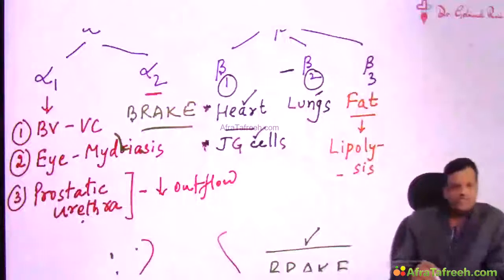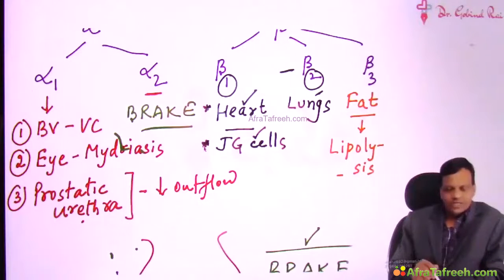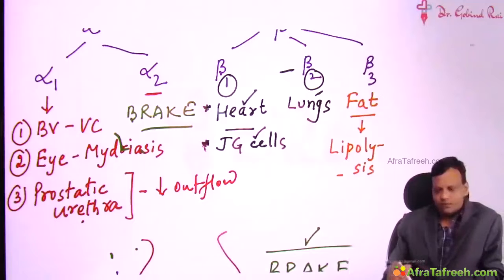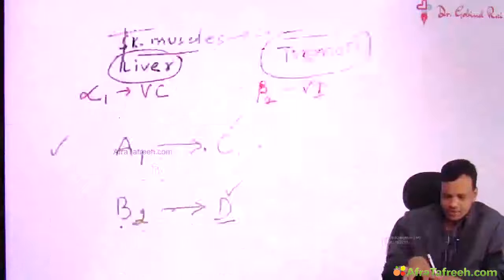So we have discussed the location of different sympathetic receptors. Alpha 1 receptor is present in the blood vessels, eye and urethra. Alpha 2, the main function is to act like a brake. Beta 1 is mainly present in heart and JG cells, and everywhere else beta 2 receptor is present. So with this basic understanding, now we can discuss the drugs acting on these receptors.